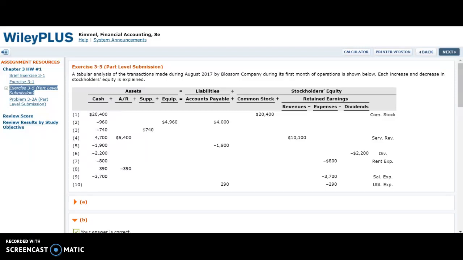We are on week 4, chapter 3, and today we'll be reviewing exercise 3-5. The top of the assignment gives us a little bit of information, so we'll start there. A tabular analysis of the transactions made during August 2017 by Blossom Company during its first month of operations is shown below. Each increase and decrease in stockholders' equity is explained. So we have a kind of a new way of looking at this information, but I think it's fairly straightforward. So let's see how this goes.